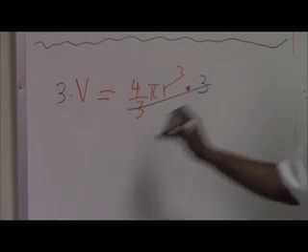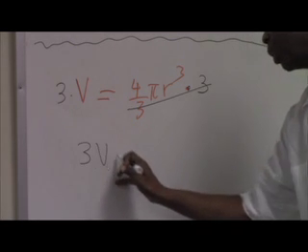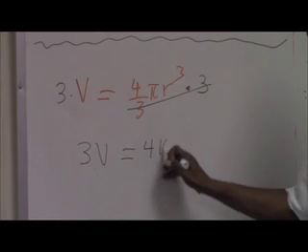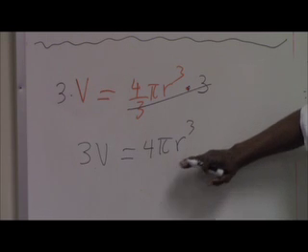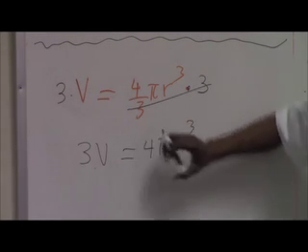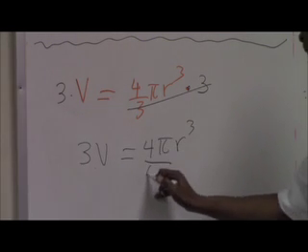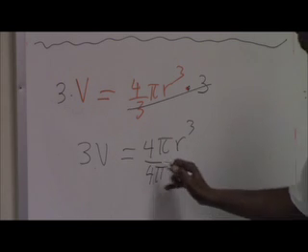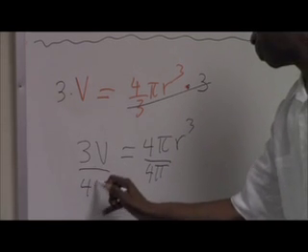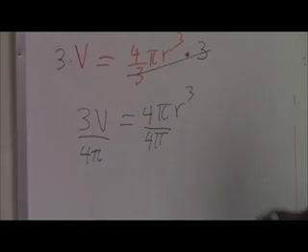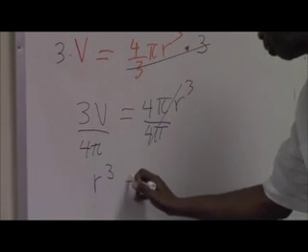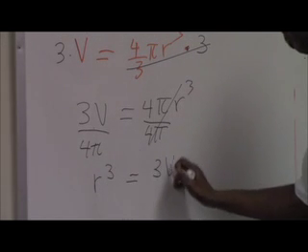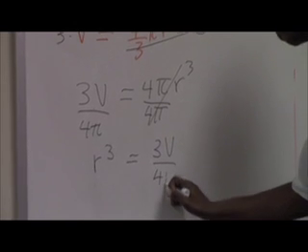It's going to go. I have 3V equals 4πr³. My goal is to eliminate the r, so to isolate the r, I need to get rid of all of this. And since it's a multiplication, I use the inverse, which is division. So this is going to cancel. And again, allow me to write this as r³ is equal to 3V over 4π.